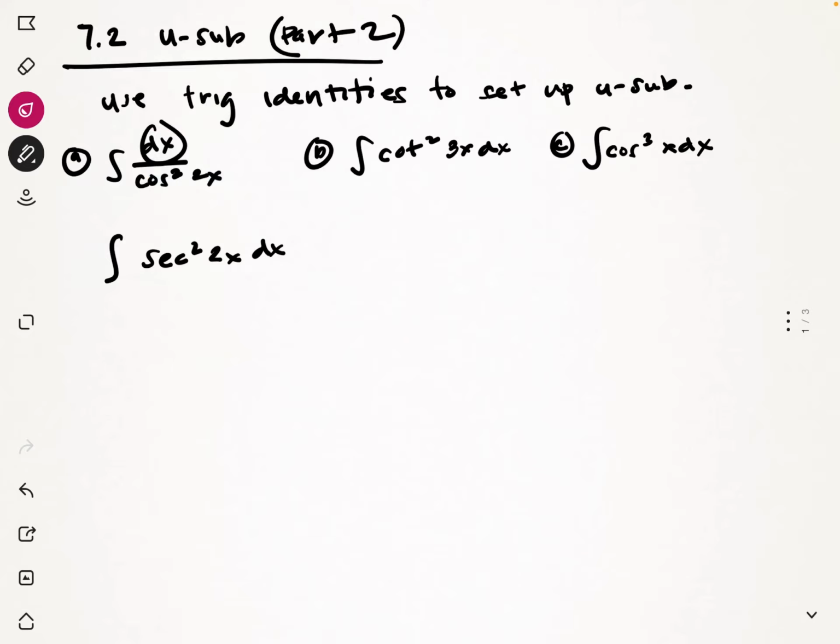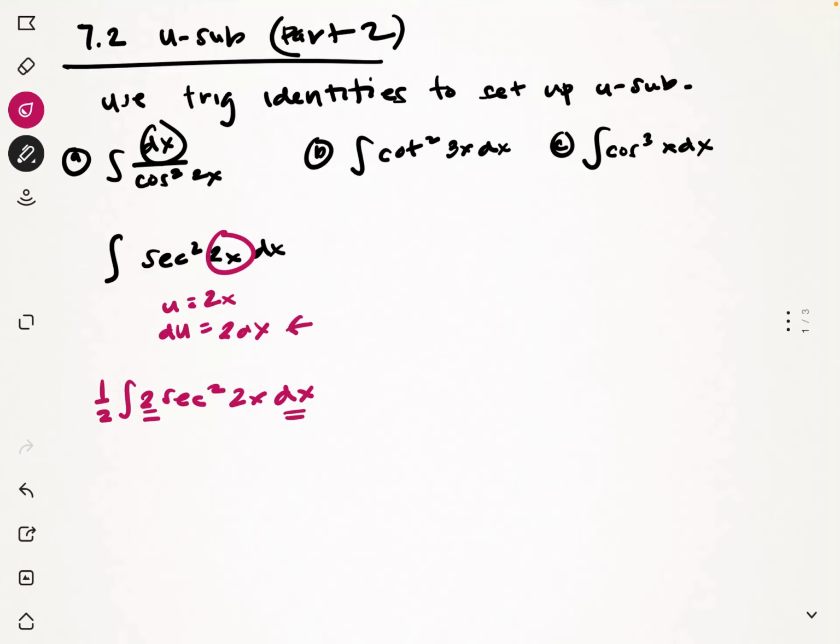Okay, so remember, this is our inside. U is 2x, du is 2dx. So we need to rewrite this with our 2 there because of the U-sub, which is the reverse of the chain rule. So now we have our du here. And then we need to make sure we balance out that 2 with the 1/2 in front, right? So these two need to agree, that needs to be 1 when we multiply.